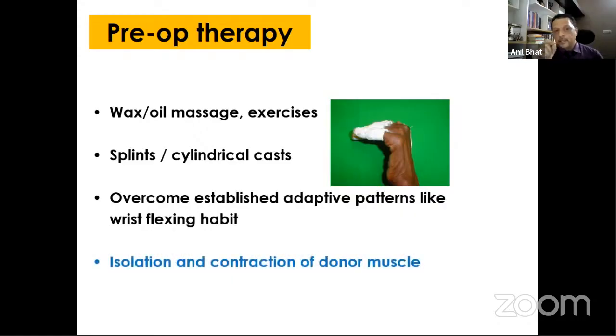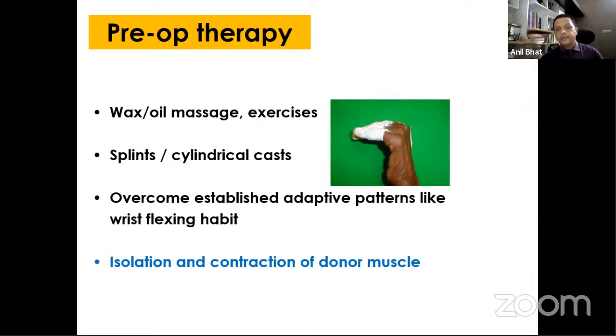Very, very important thing is isolation and contraction of donor muscle. So if you know you're using the FDS of middle finger here, you should teach the patient to strengthen that. So that if it is slightly weak for whatever reasons, because leprosy is more of a systemic kind of thing, sometimes they could still be weak, even though median might not be involved.